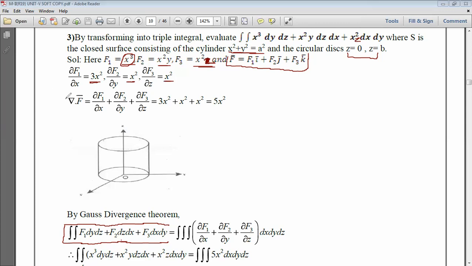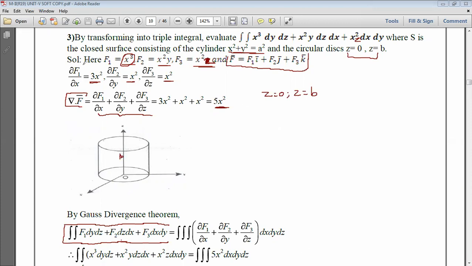Now we require divergence f bar, right? Del dot f bar is equal to dou f1 by dou x plus dou f2 by dou y plus dou f3 by dou z. Simply we can write 3x square plus x square plus x square, so simply 5x square. So this is divergence f bar. Now here it is having cylindrical dimensions. The z limits they already gave: z is equal to 0 and z is equal to b. So this is the cylinder with circular disks at z is equal to 0 and z is equal to b. This is the line z is equal to b and this is the line z is equal to 0.